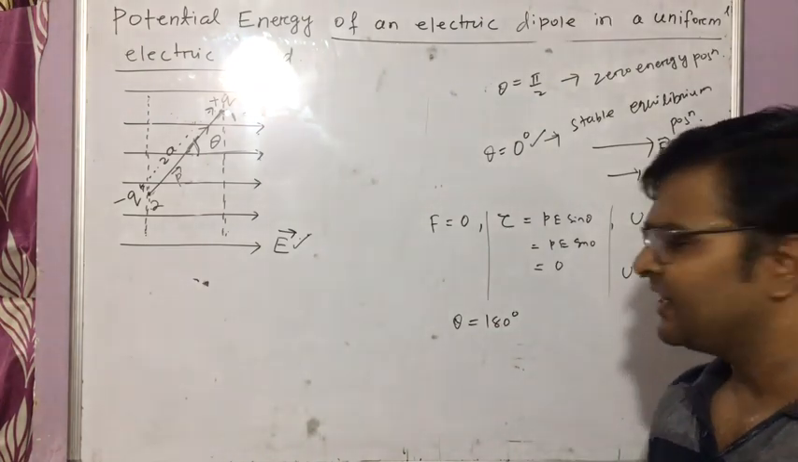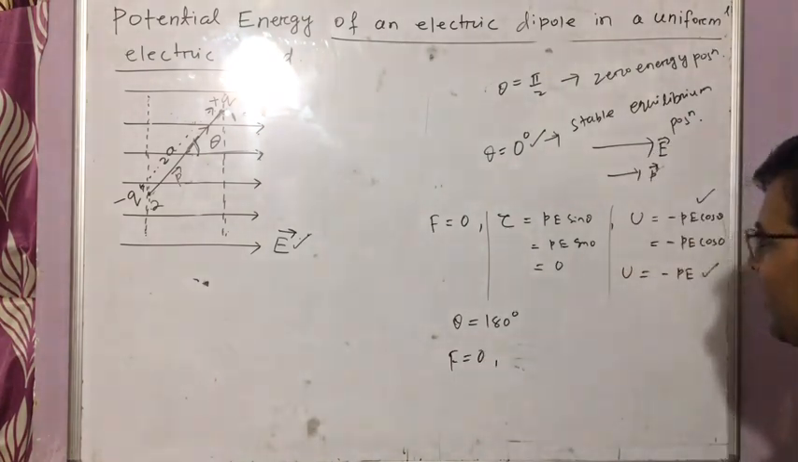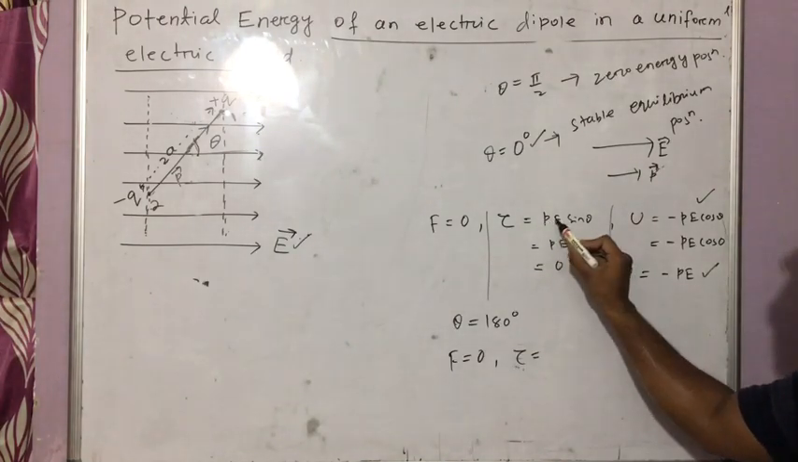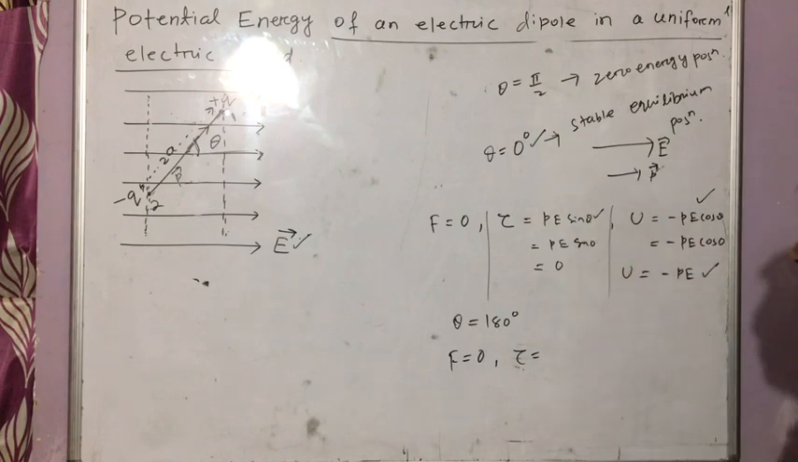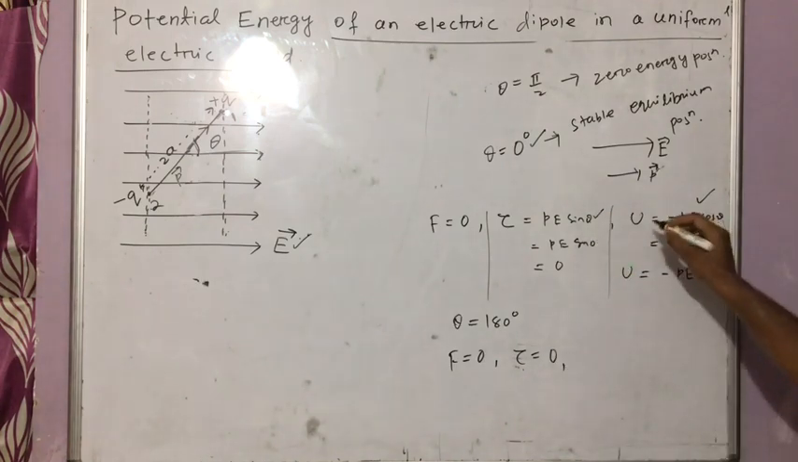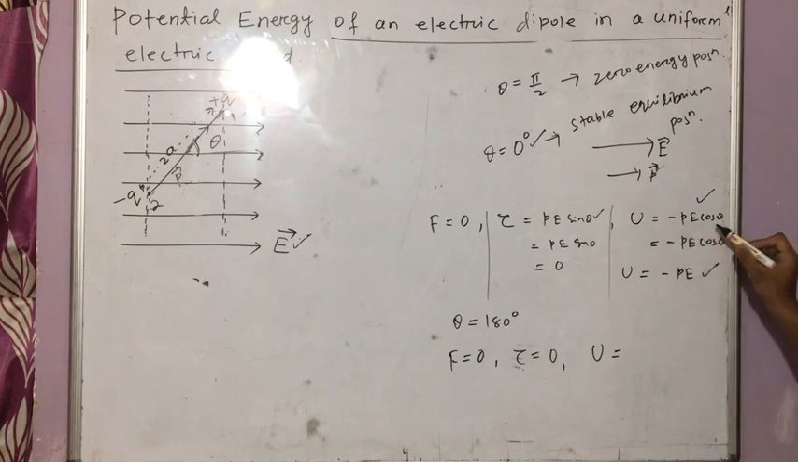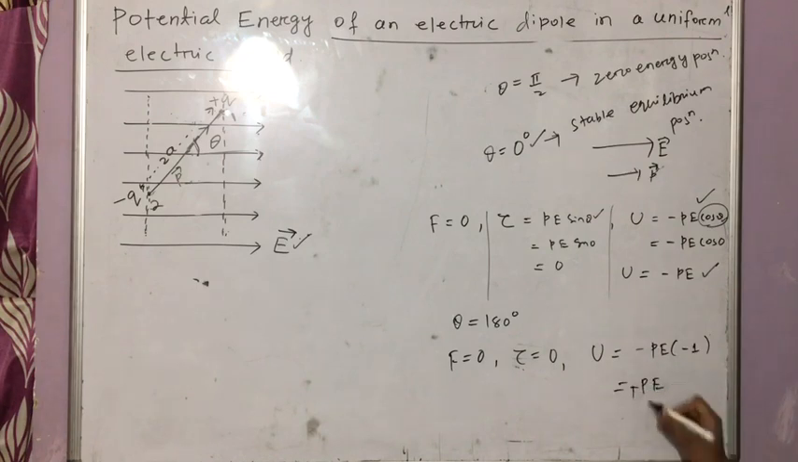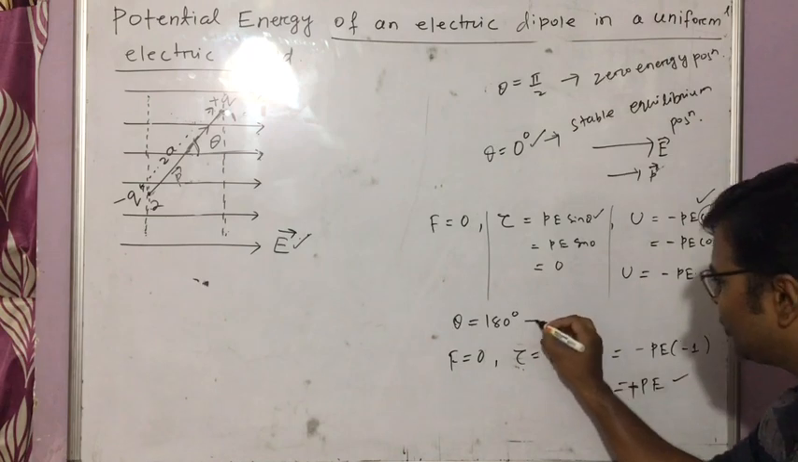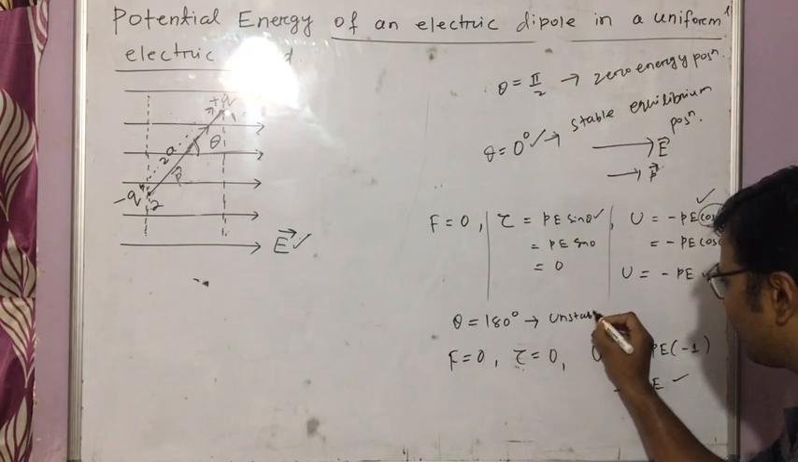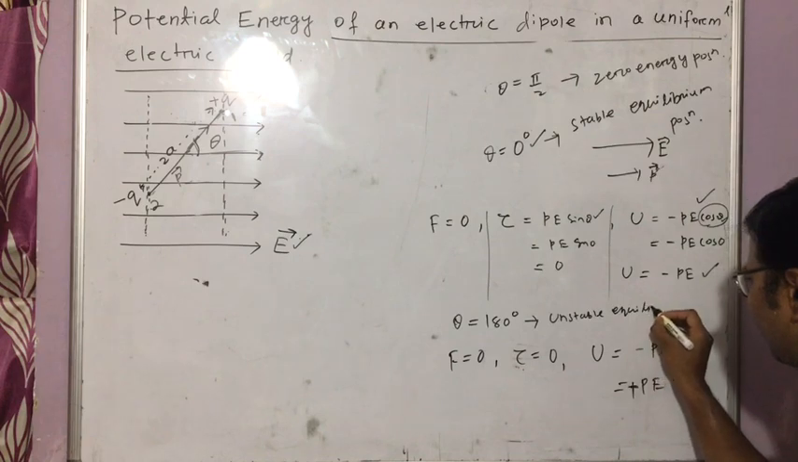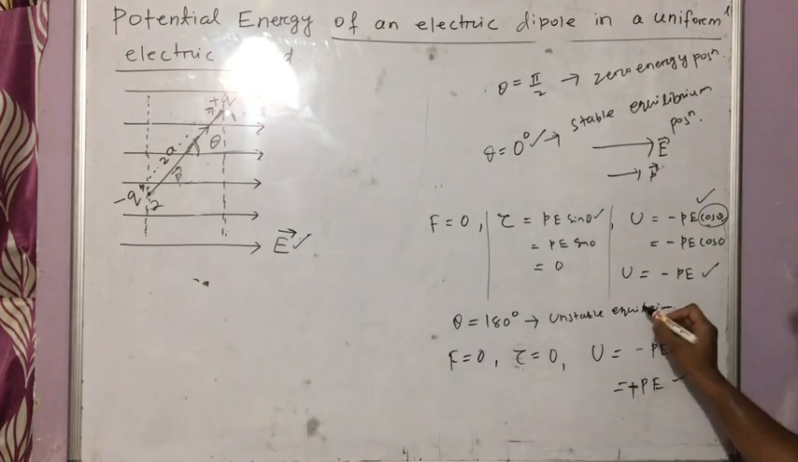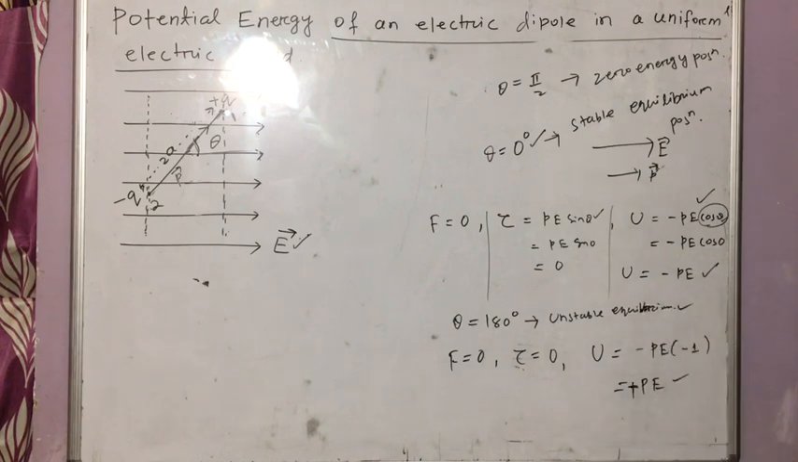Now, the second case, theta is equal to 180 degree. At theta equal to 180 degree, also the force is equal to 0, and the torque, as the formula for torque is PE sin theta, sin 180 is also 0, so torque is also 0. In the case of potential energy, which is minus PE cos theta, theta equal to 180 degree means cos 180 is minus 1, so I can write minus PE times minus 1, which is plus PE. So, this theta 180 position is called unstable equilibrium. Why unstable equilibrium?